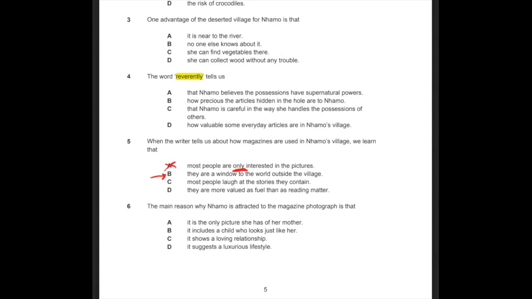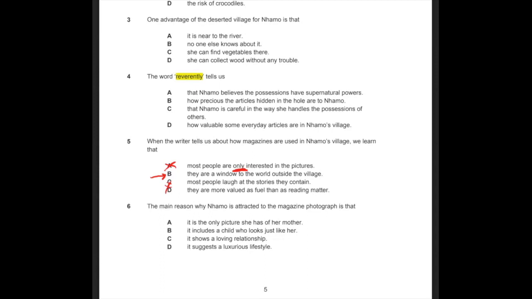Most people laugh at the stories they contain, and they are more valued as fuel than as reading matter. These are not quite true. Even though the magazines are used as fuel, to light fires, that's only if the magazines fall apart. So after they've read it and after they've enjoyed it, when it doesn't have any more use, then as a last resort, they kind of burn it or use it as fuel, right? So that's why neither of these are correct either.